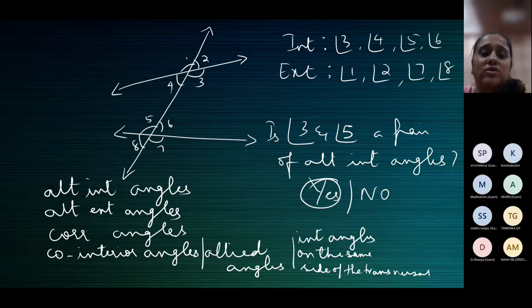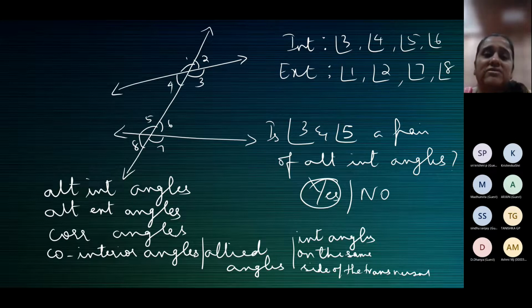So what I wanted to say is whether the lines are parallel or not parallel, these angles are formed. If the lines are parallel, then the alternate interior angles are equal. If the lines are not parallel, they are still alternate interior angles, but they are not equal. That's the difference. Again, alternate exterior angles are formed when two lines are cut by a transversal. If the lines are not parallel, alternate exterior angles are not equal. If the lines are parallel, then the alternate exterior angles are equal.